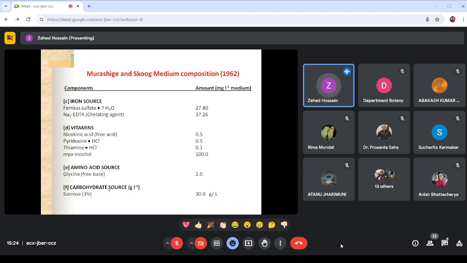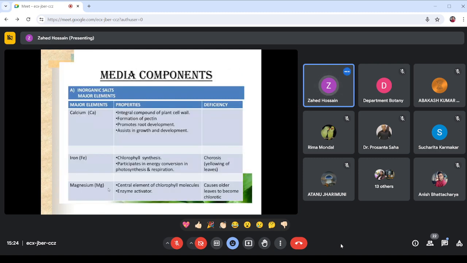There should be an iron source, there should be vitamins, and as carbohydrate, usually sucrose is used. We use 3% sucrose. Some amino acid supplements should be there. So these are the different components, along with the advantages and disadvantages of using these elements, and the outcome of deficiency of such elements.